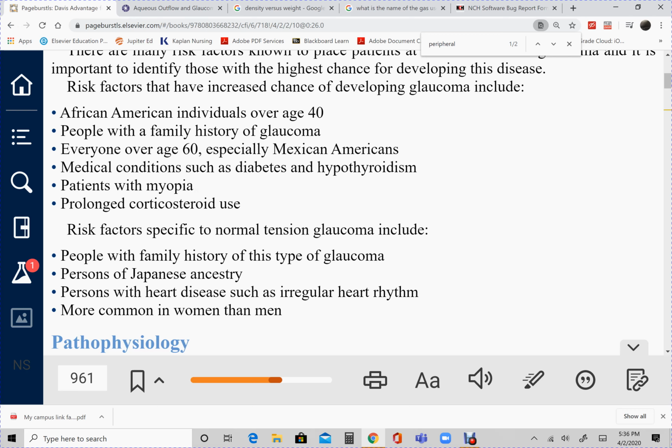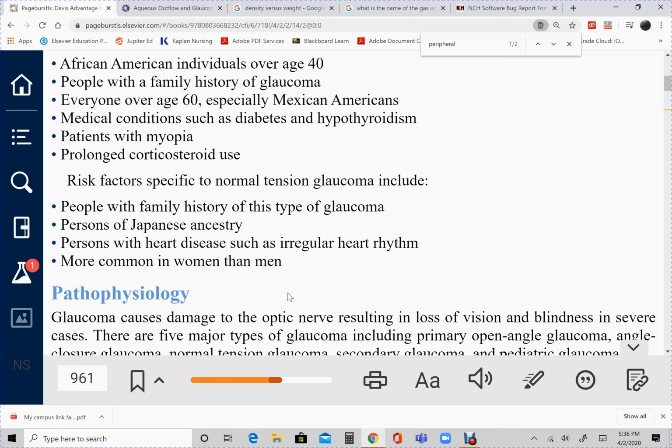Prolonged steroid use. So this would be people who have either inflammatory or autoimmune disorders, like lupus, for instance, or rheumatoid arthritis, which we discussed already. Because long-term steroid use, of course, increases fluid retention, fluid buildup, and that will also include the volume of aqueous humor in the eyeball. So that will increase IOP. The rest are these.